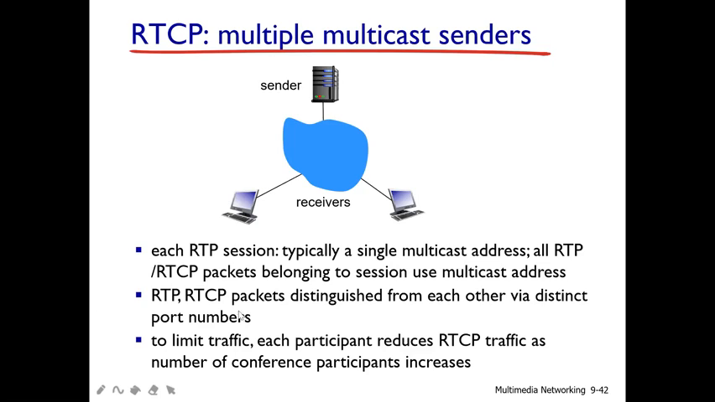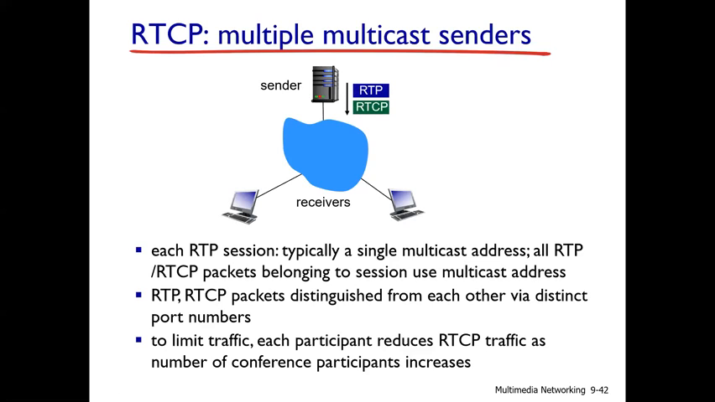Another thing is that it will have different, distinct port numbers, and it is going to distinguish the packets. The RTCP will help RTP to distinguish the port numbers and to send the RTCP traffic. Whenever we are sending the packets over the RTCP traffic, we have to make sure it is a limited traffic, so that the number of conference participants can increase. If each participant reduces their RTCP traffic, it will increase the conference participants.